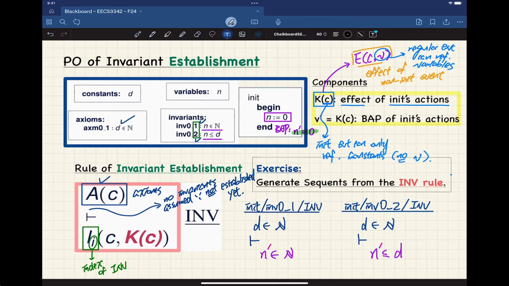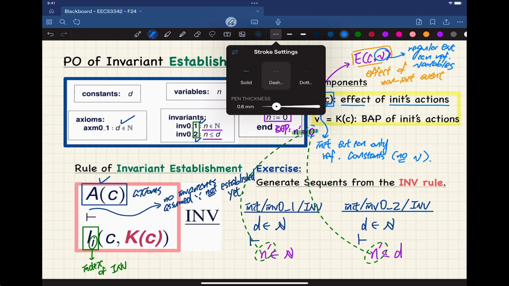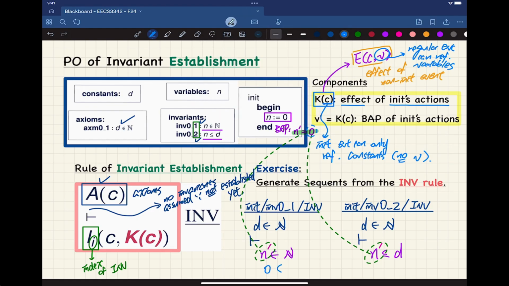So if you try to draw the connection here, one will be from here to here. The other one will be from here to here. Hopefully that's clear enough for you. All right, so the final answer is that n prime can just be substituted by 0. So I'm going to put 0 is a member of natural number, and also 0 less than or equal to d. So the final answer would be something like this. This turnstile, this. This turnstile, this. And of course, you can also see the answer on the slides.